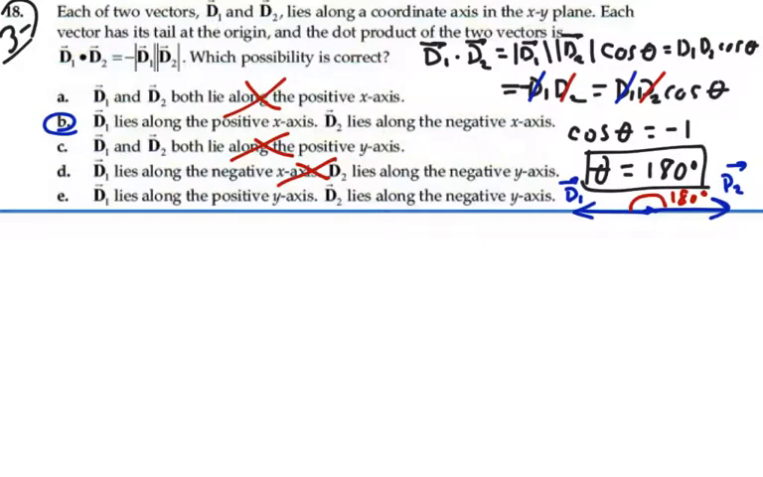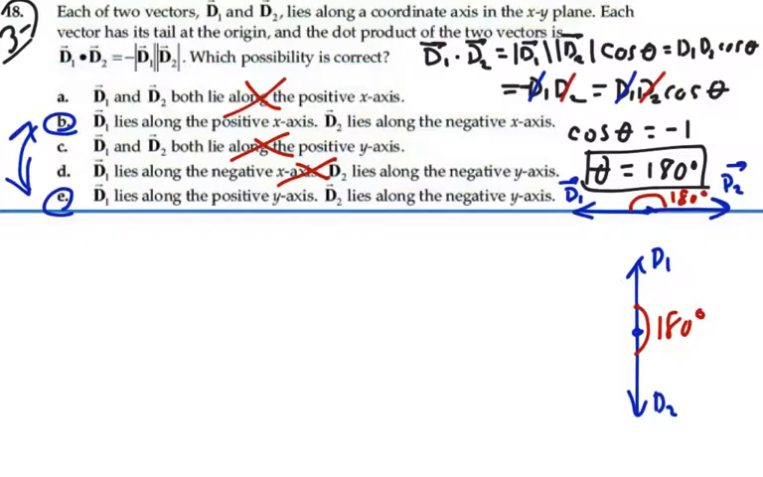E: d1 lies along the positive x-axis, d2 lies along the negative y-axis. That would work. So we have a positive x-axis, negative y-axis. There'd be 180 degrees between the two. That would actually work. Because the way that would look is we'd have a d1 going like this, and a d2 going like this, with 180 degrees between them. Dot product would be a negative d1, d2. Cosine of 180 degrees is negative 1. So that actually is going to work. So we actually have two answers for this one that would work, B and E.